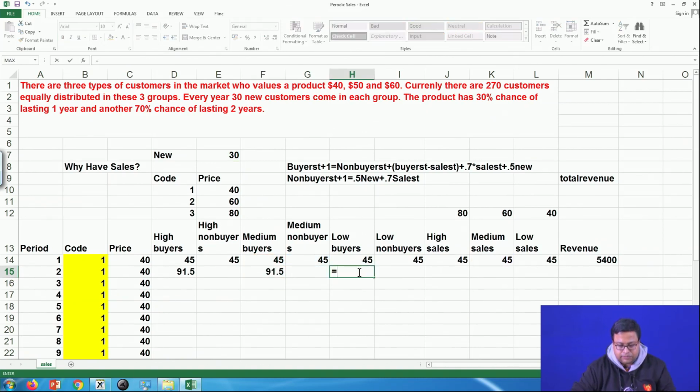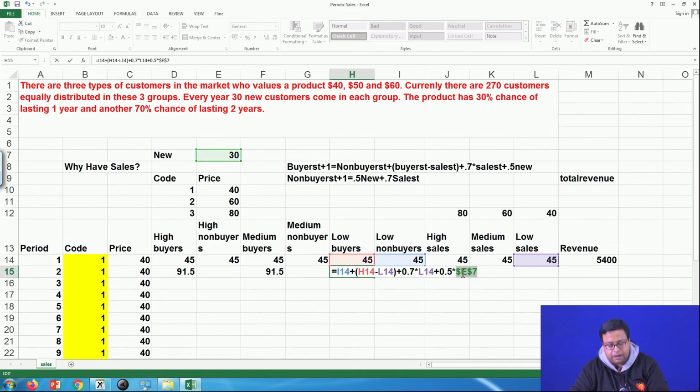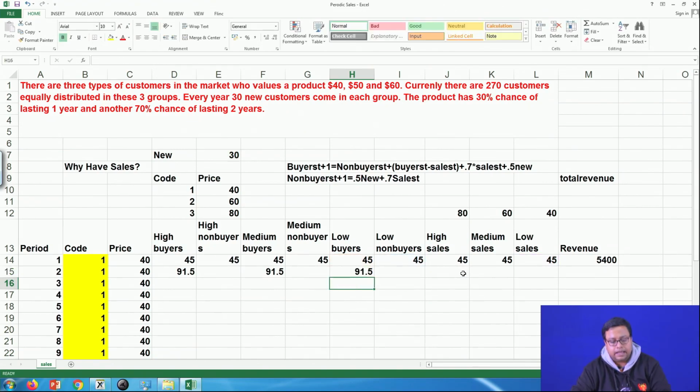Similarly, how much for this one? Quickly, non-buyers plus low buyers minus low sales plus 0.7 into sales at T plus 0.5 into the new buyers. So, these are the people who are potentially buying in time period 2 and belong to the low group.